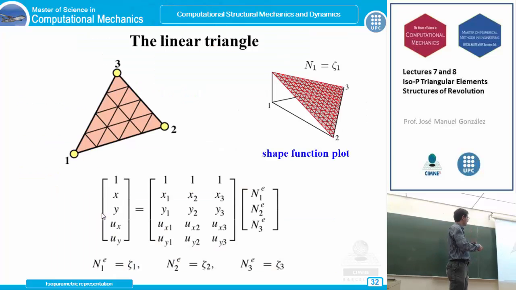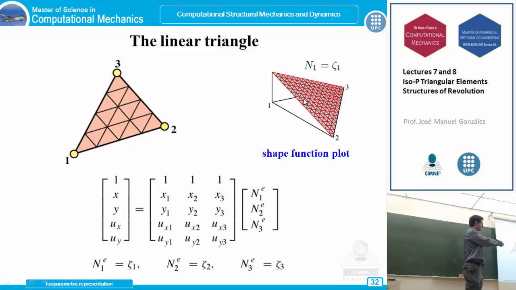So what happens with our linear triangular element characterized by the nodal values in 3 nodes in the corners? Here we have the information of the geometry, the coordinates, and the displacement nodal values. We want to interpolate everything using these values, and we find that the natural shape functions to interpolate geometry and displacement are the natural coordinates. Remember, these natural coordinates were defined as 1 in the corresponding node and 0 in the opposite side.